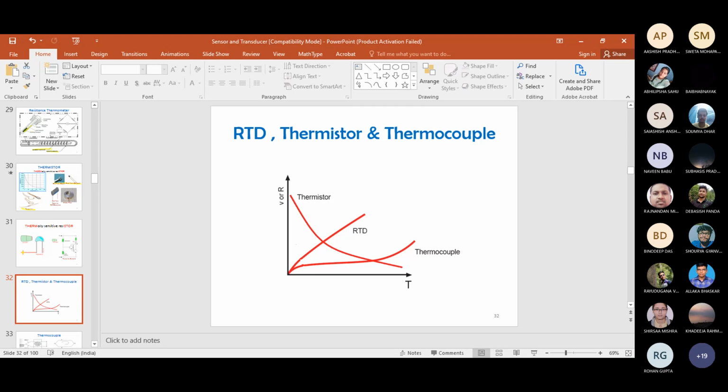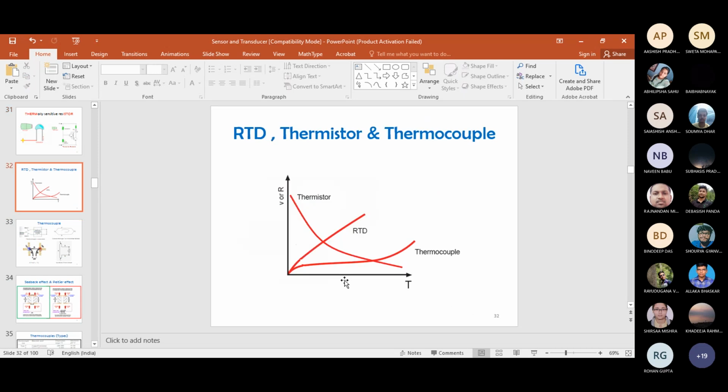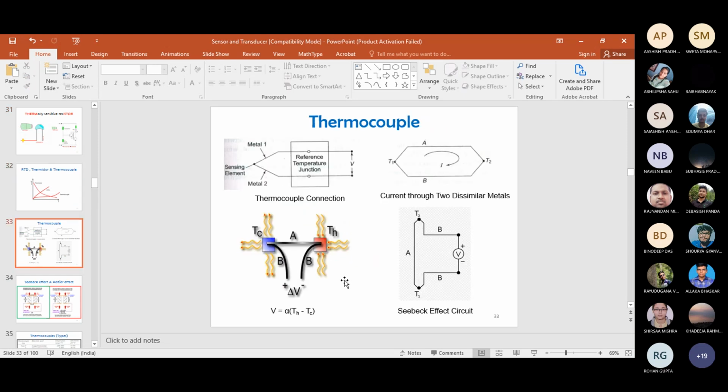Are you getting my idea? Yes, sir. So in my next class, I will start thermocouple. Thermocouple is nothing but a bimetallic strip. When you change the temperature or heat, current automatically flows through the meter.